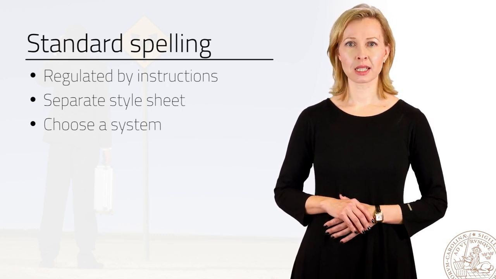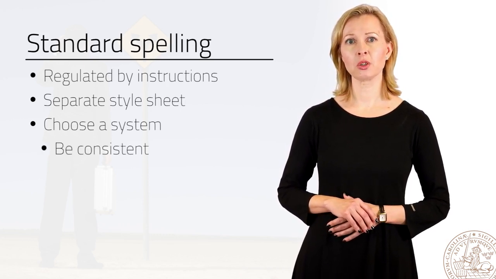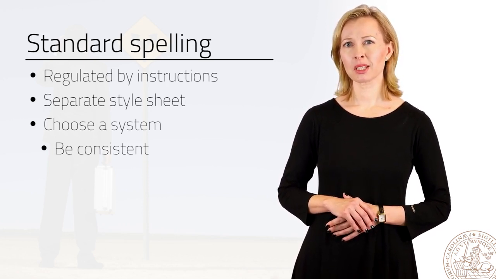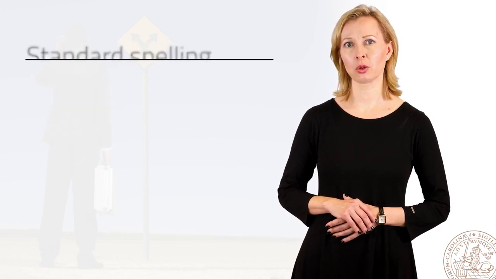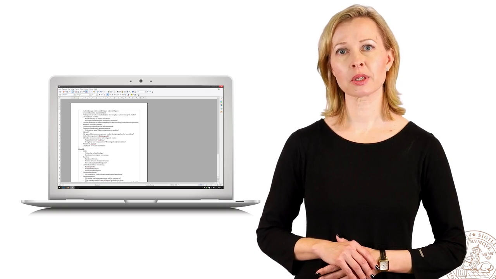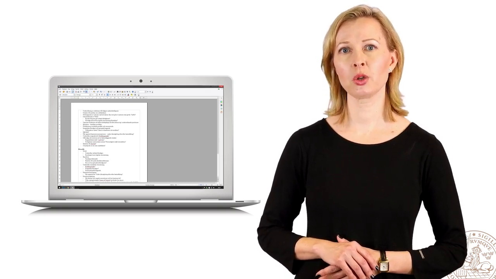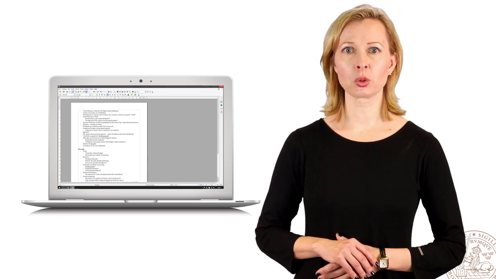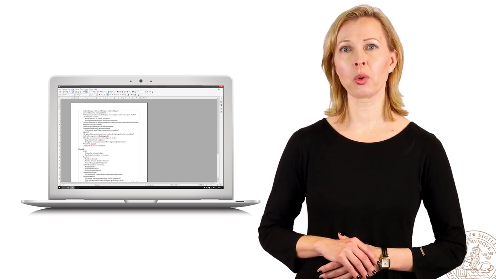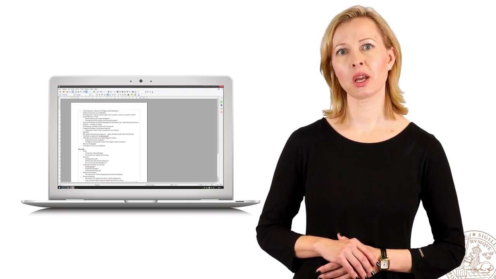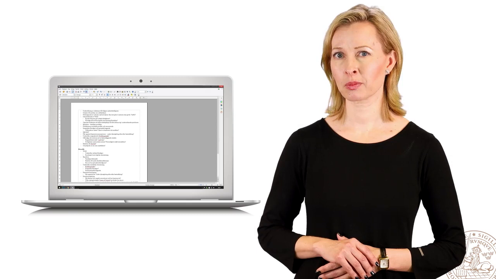But once you've selected a system, it's important that you use it consistently throughout the essay and don't switch back and forth between different systems, because this makes the text look unprofessional. When you proofread your text for spelling mistakes and typos, it's a good idea to also make use of automatic spell checkers. These are useful tools as they can catch a number of problems that you wouldn't otherwise see yourself. Writers tend to become a bit blind to their own mistakes.